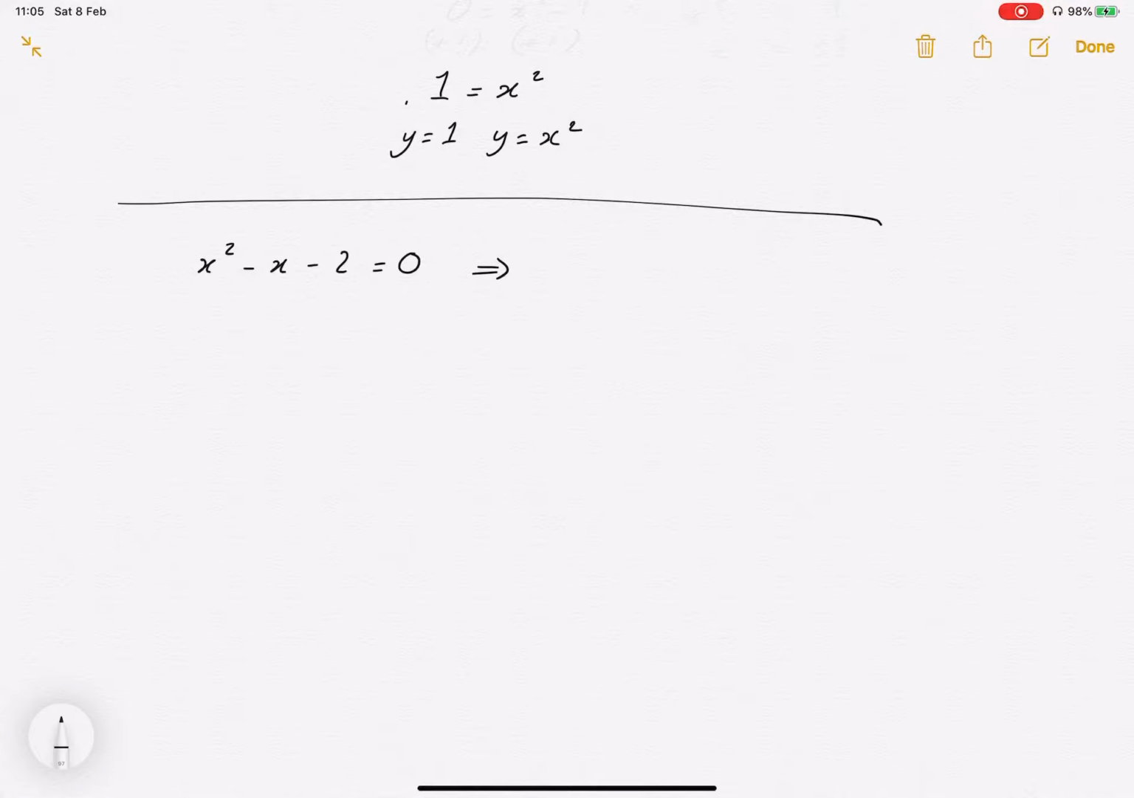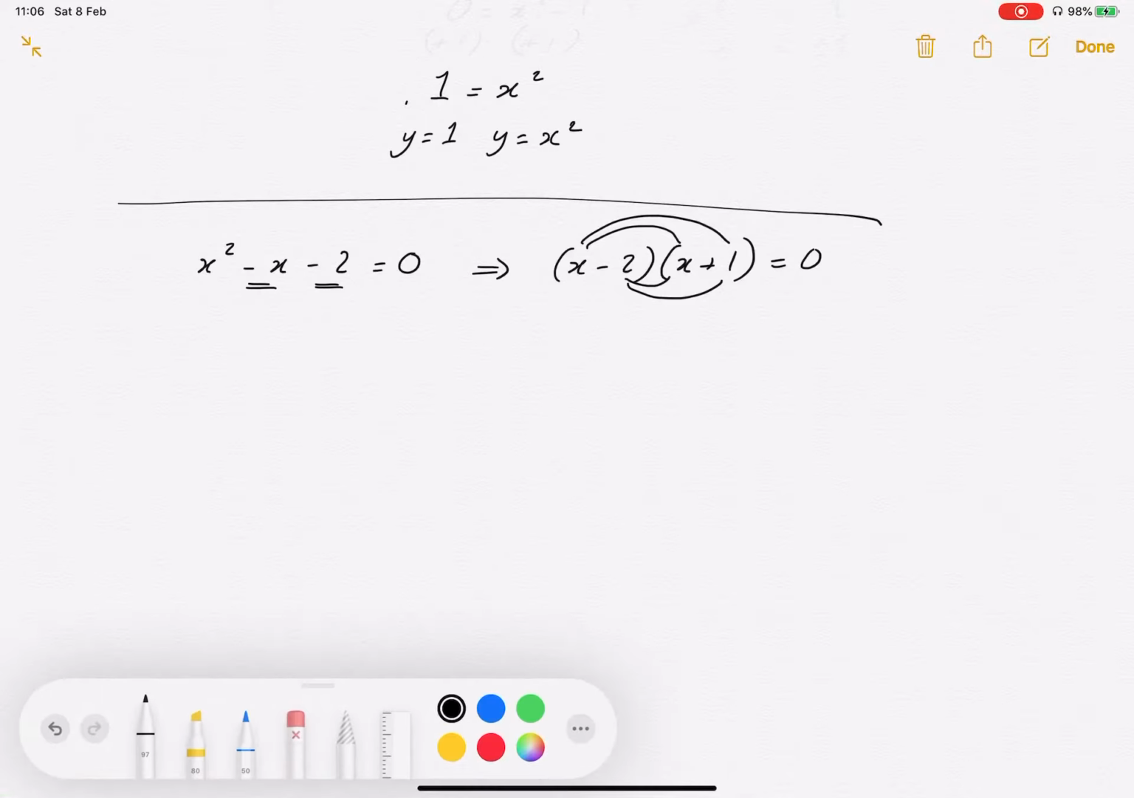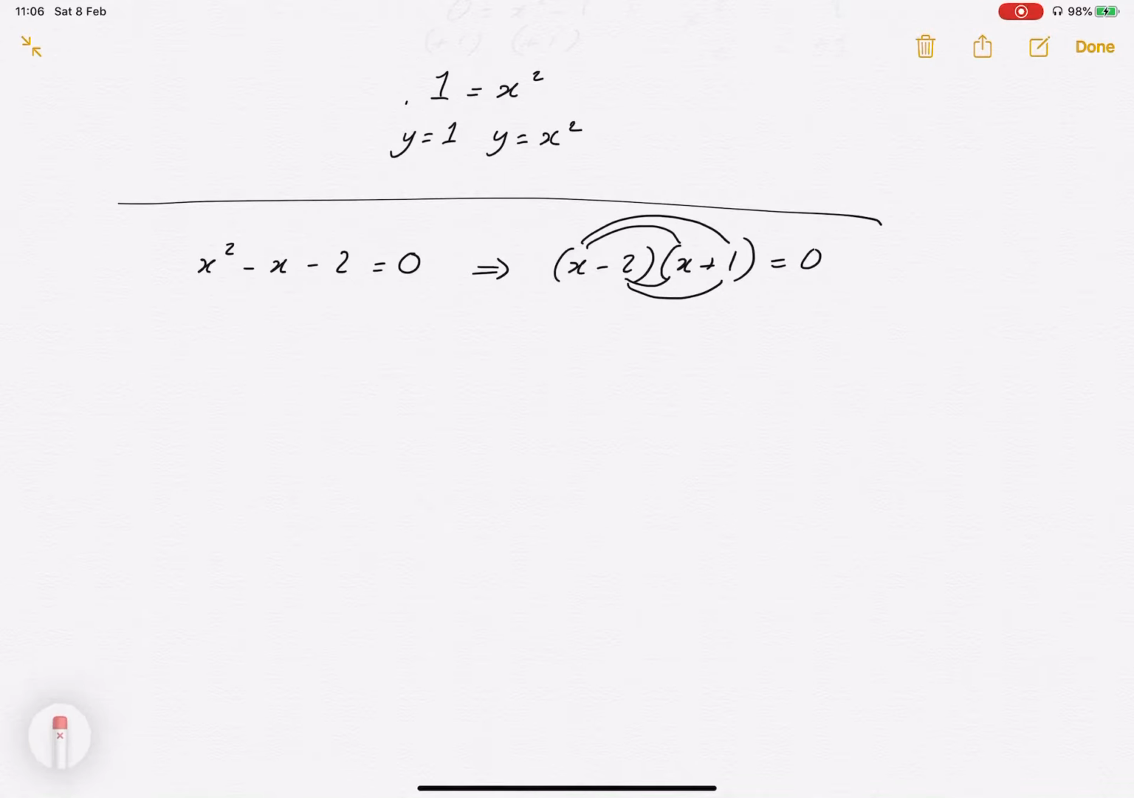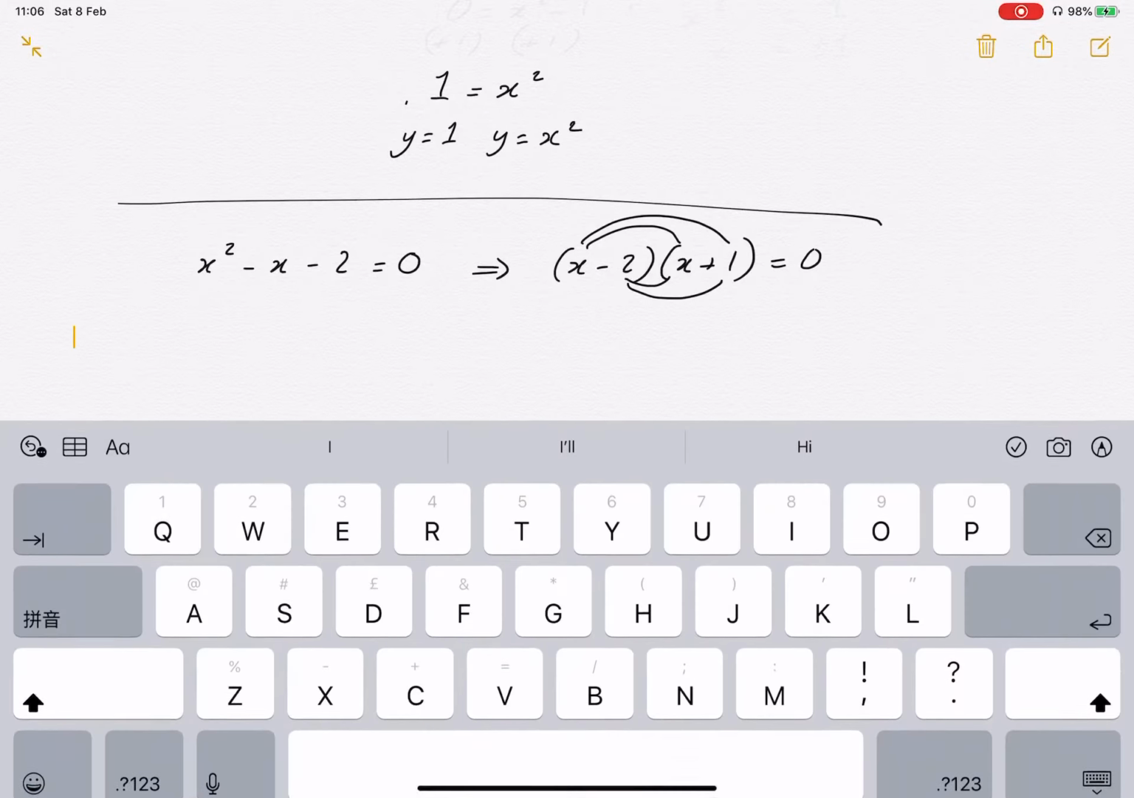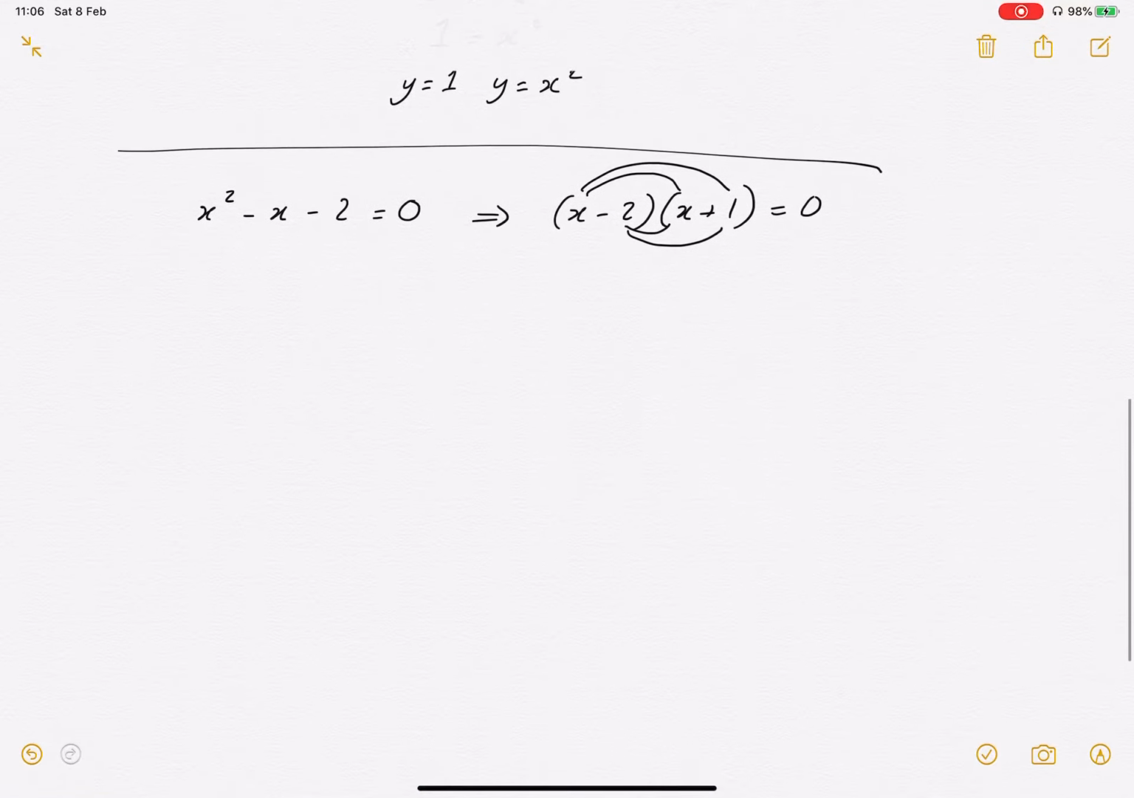So I can see that it factorizes to x minus 2 times x plus 1 equals 0. Just remember using FOIL, x times x is x squared, outer, inner, last, and the sum has to be that minus 1x there, and the product has to be negative 2. Minus 2 times positive 1 is negative 2, so that works. Let's get rid of those two lines down there. Okay, so where are we now?